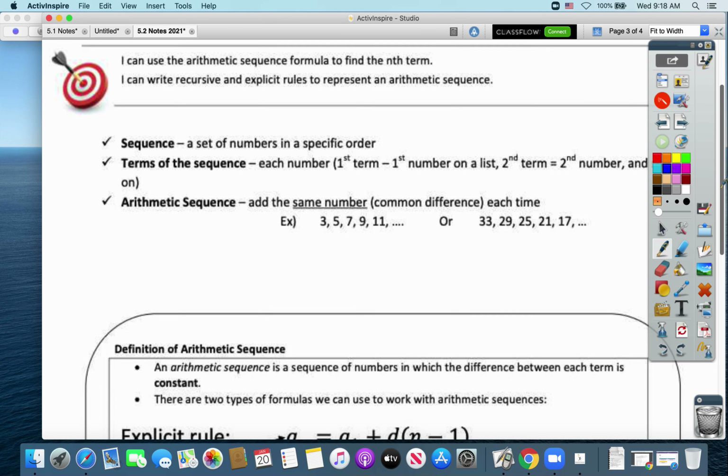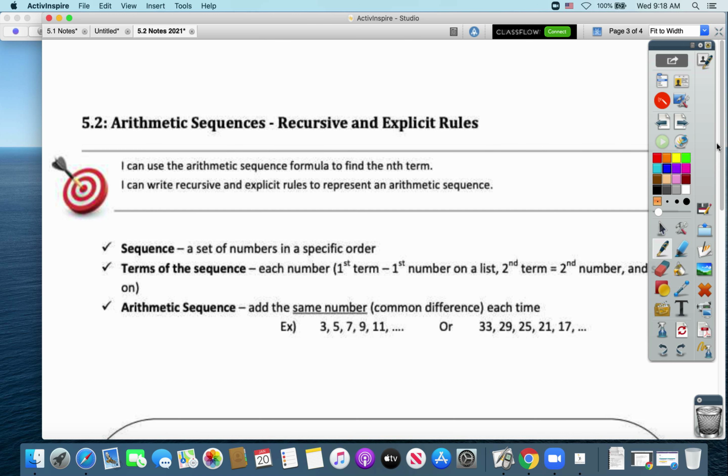Okay, so now that we've looked at those rules a little bit, our goal is to use arithmetic sequences and their formulas to find any term in the sequence, and to write those recursive and explicit rules that represent any arithmetic sequence. So sequence is a term we've already talked about. It's just our numbers in a list that follow some sort of pattern. We are focused on arithmetic sequences right now, which means we are adding the same number, which we call our common difference, every single time.